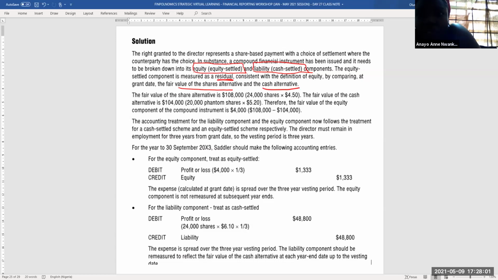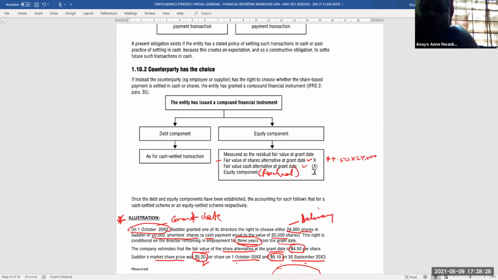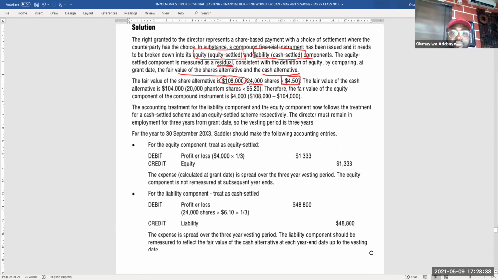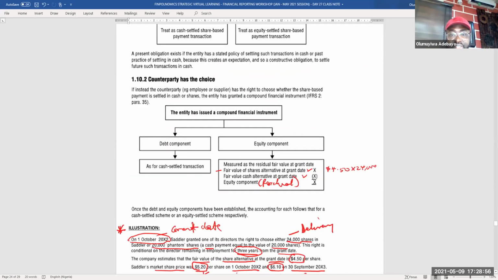The fair value of the share alternative is $108,000, which is the 24,000 shares multiplied by the fair value of the option, $4.50. That is the fair value of the share alternative, which we require here. The fair value of the cash alternative is $104,000, which is 20,000 phantom shares multiplied by $5.20. The director is entitled to 20,000 phantom shares, and as at the grant date, the share price is $5.20.